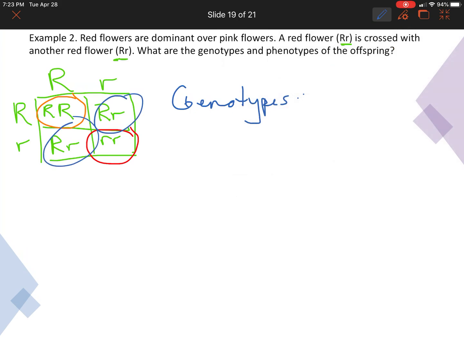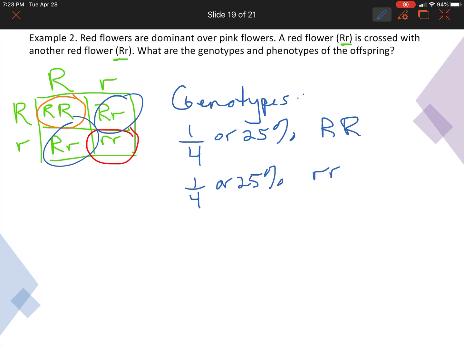So let's write down our genotypes here, so I can list them. I can say 1 out of 4 or 25% are capital R, capital R. 1 out of 4 or 25% are lowercase, lowercase. Once I've done them, I can cross them off just so I don't get confused. And then 2 out of 4 or 50% are going to be your heterozygous, so the capital lowercase. So those would be the genotypes.